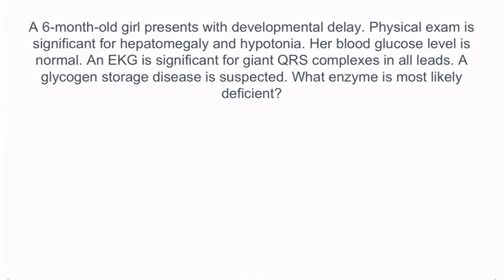The most important part of this question is right here. An EKG is significant for giant QRS complexes in all leads. From physiology, you should know that the QRS complex represents ventricular depolarization. A larger voltage represents larger ventricles. In other words, the question stem is stating that this patient has cardiomegaly.